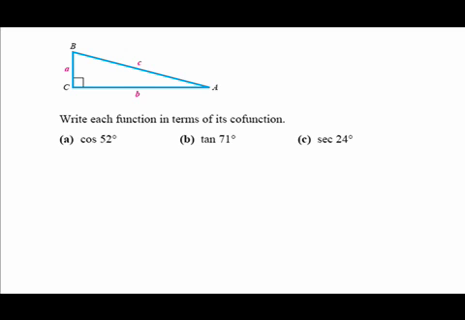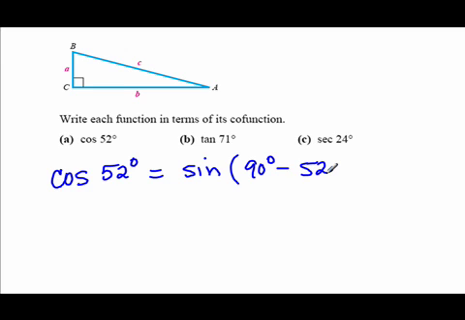Well, we know that the cosine of 52 degrees equals the sine of what? Its complement, 90 minus 52 degrees. So the cosine of 52 would be the same thing as the sine of what? 90 minus 52, which is 38.